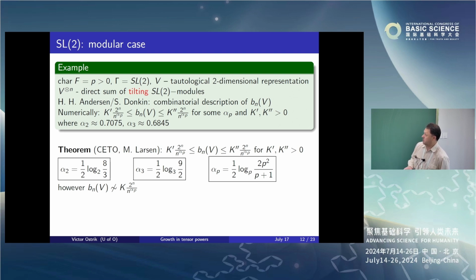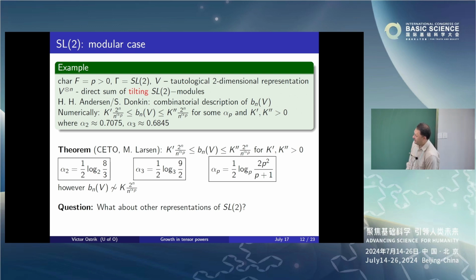Maybe another interesting thing is that my sequence Bn of V is squeezed between two constants multiplied by this 2 to the power n divided by n to some power. However, we do not expect that Bn of V divided by 2 to the power n divided by n to the power alpha p approaches any particular limit. It still oscillates with n, so the behavior is more complicated than previous. So that's a citation here.